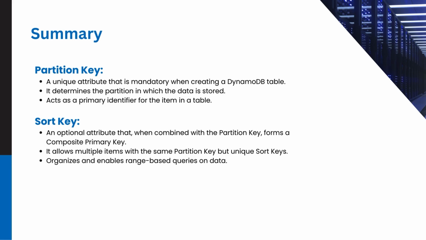The primary key is a unique attribute required when creating a DynamoDB table. It determines where the data is stored and acts as a primary identifier for each item. Each partition key value must be unique in a simple primary key setup. When it comes to the sort key, it is an optional attribute. When used with the partition key, it forms a composite primary key, allowing multiple items with the same partition key but unique sort keys. It helps organize data and allows for efficient range queries.